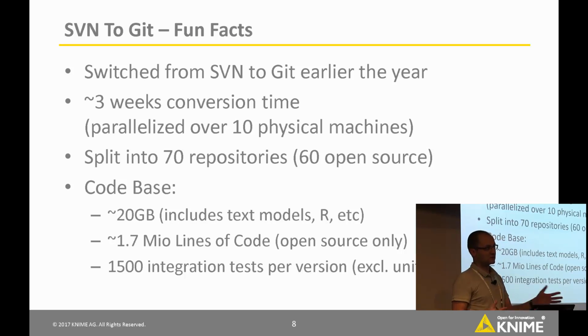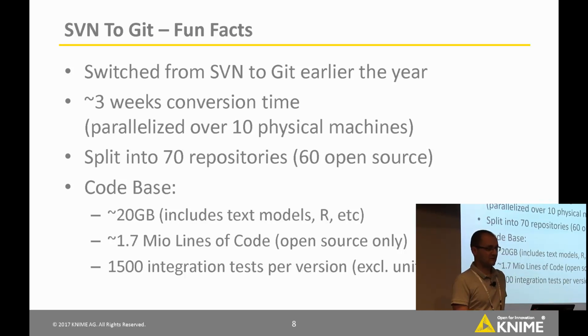The KNIME code, we started this in 2004, so it's quite a large code base, but it's very modular. There are in total about 70 different repositories. A repository is something like the R extension, the Python extension, the KNIME core, the Spark extension, the server, the Tableau extension. All of these are hosted in different repositories. Most of them are open source. The KNIME server is not.